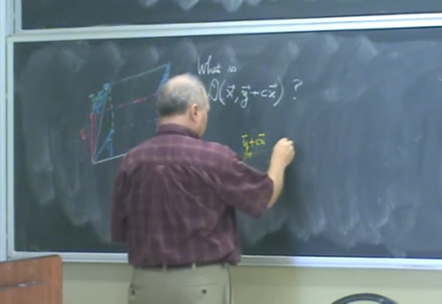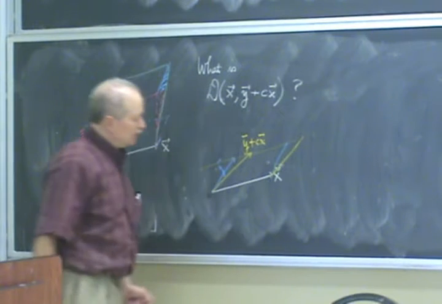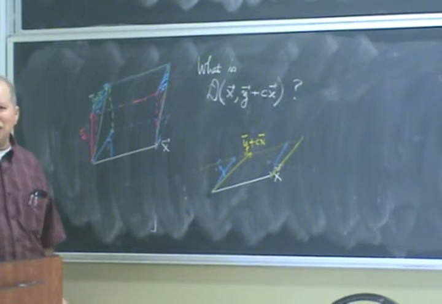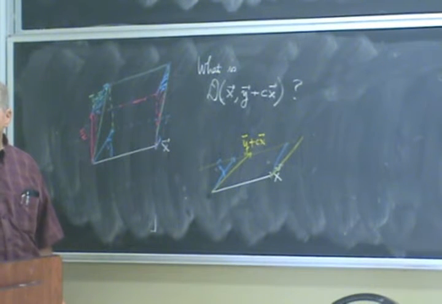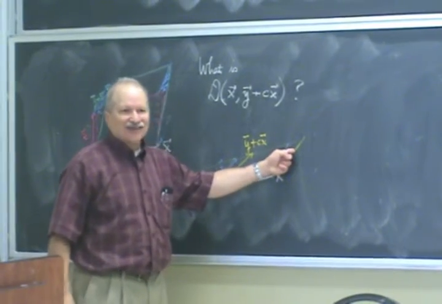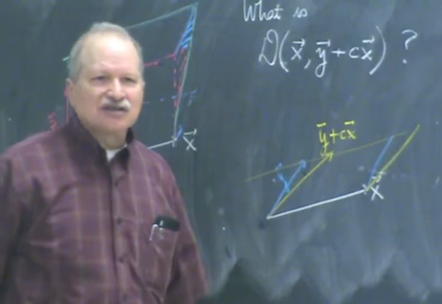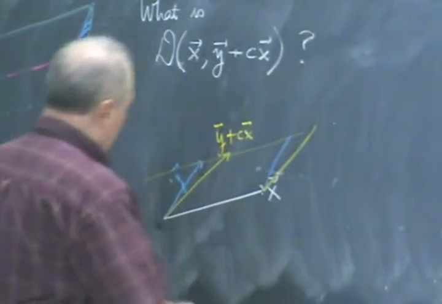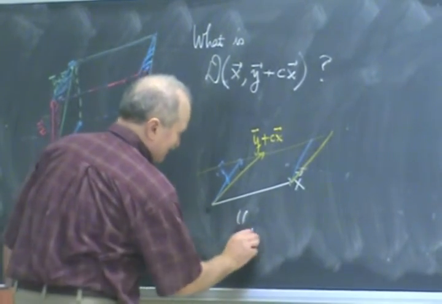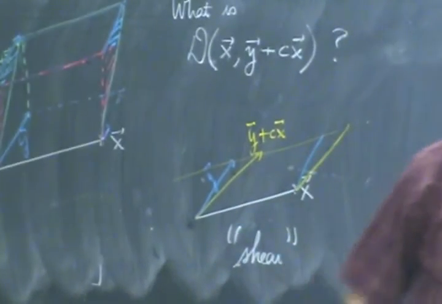Is the area of the blue parallelogram the same as the area of the yellow? They have the same base and the same height. Or geometrically, this triangle just moved over there. You can also see it algebraically. This is called a shear.